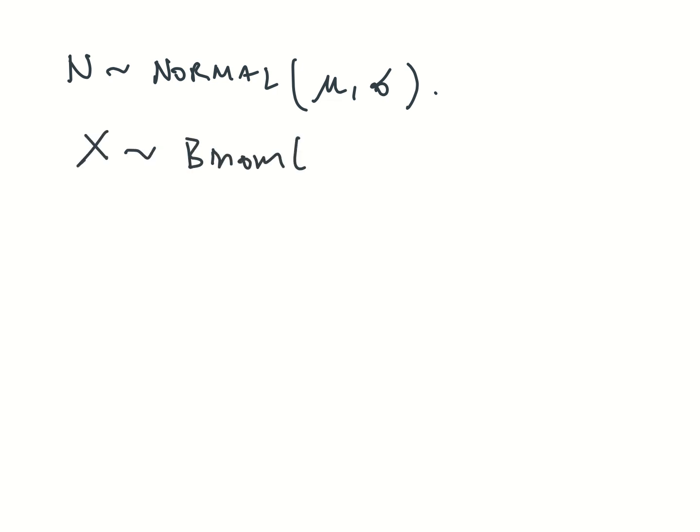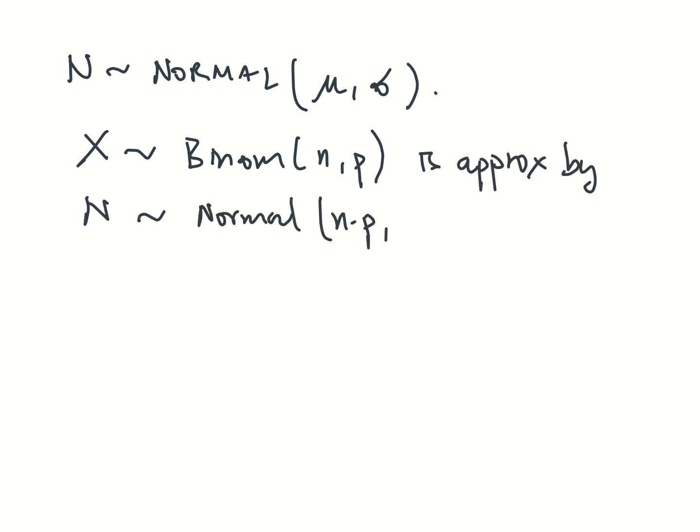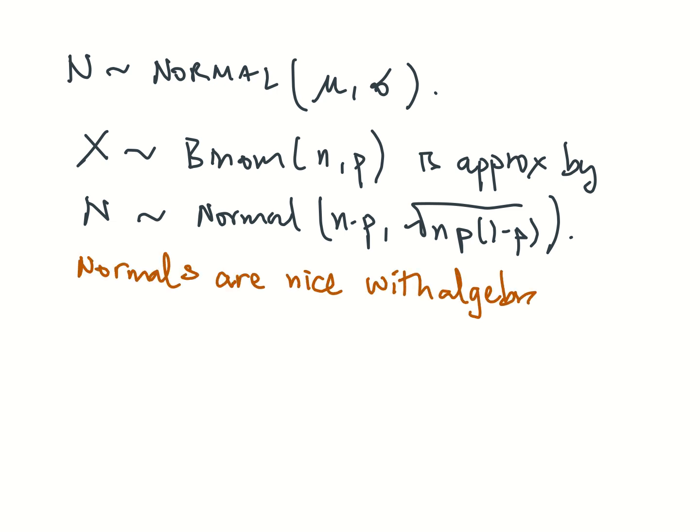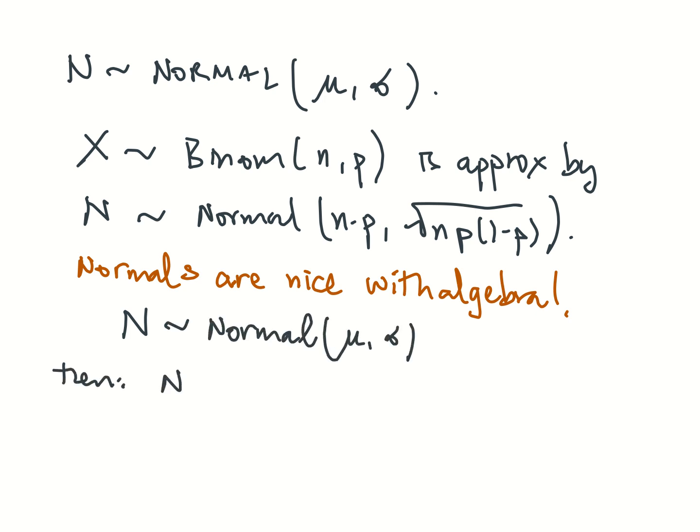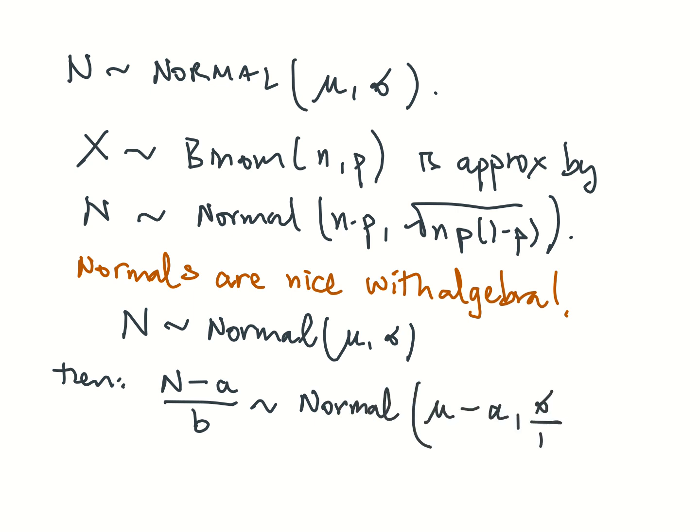To approximate binomial n, p, we need to set mu equal to n times p and sigma equal to the square root of n times p times 1 minus p. The big advantage of working with the normal distribution is that it behaves nicely with linear algebra. That is, if N has normal mu, sigma distribution, then N minus a divided by b has the normal mu minus a, sigma divided by b distribution. In other words, translating and scaling a normal just gives us another normal with slightly different shape.